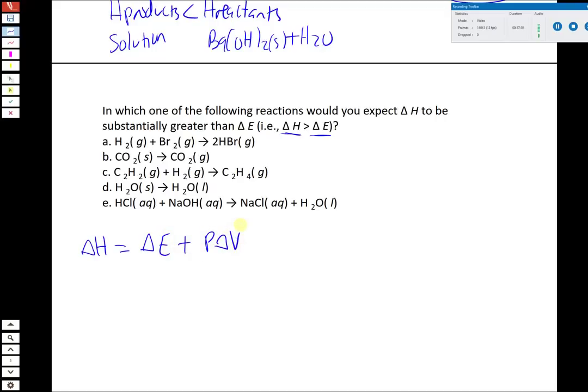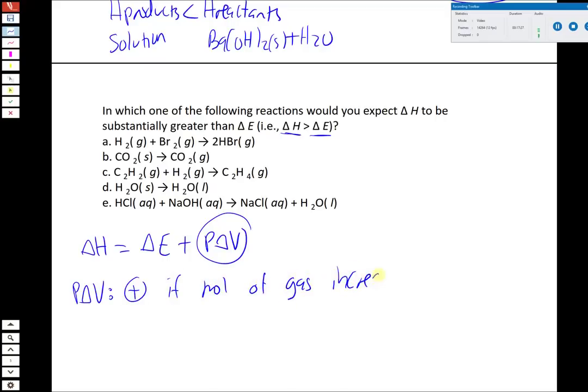So if we're comparing delta H and delta E, we need to know, is P delta V going to be positive or negative? So P delta V, which is again the pressure times the change in volume, that's going to be positive if the moles of gas increases. Remember we said that gases take up more volume than liquids. So if you have more gases on the product side, your volume increases, P delta V will be positive.